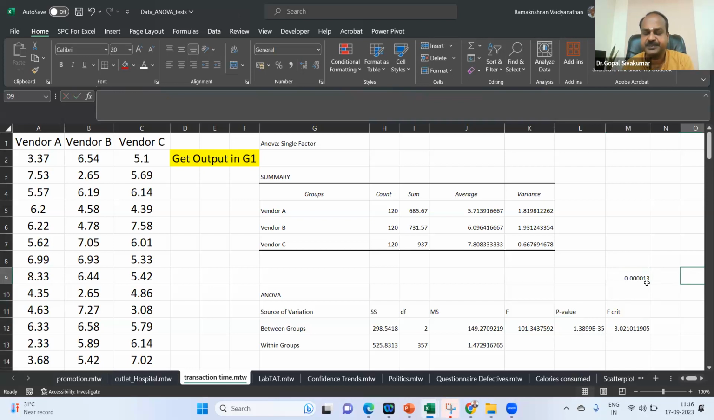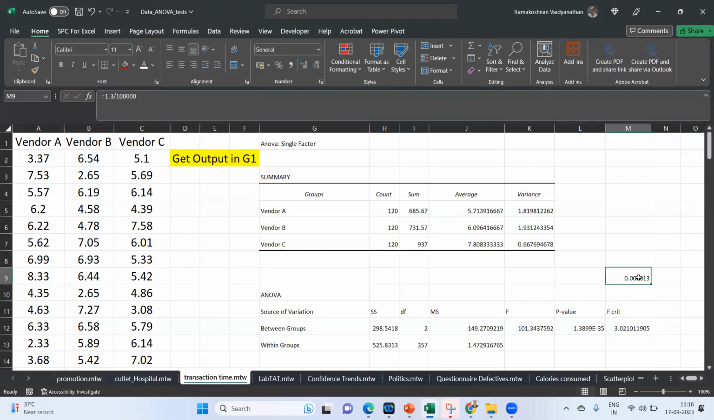What is 1 by 1000? 0.001, isn't it? Now tell me, what is 10 power minus 35? 1 by 1 followed by 35 zeros. It is close to 0, isn't it? All that we want to know is whether it is less than 0.05 or more than 0.05. 10 to the power minus 35 is less than 0.05. That's all. Understood? Clear?